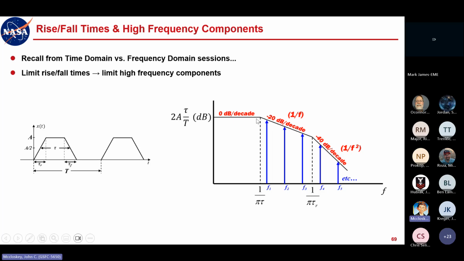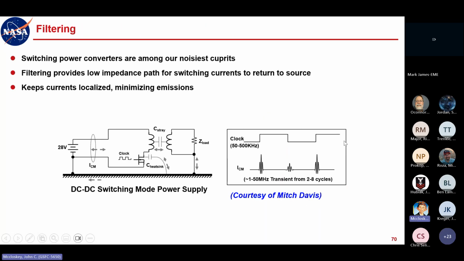For zero rise and fall times, you get one corner frequency, and then the harmonics roll off at 20 dB per decade, which is the same as 1 over F. But factoring in the rise and fall times with this simplified trapezoidal shape, you get a second corner frequency corresponding to the rise and fall times, where you get an additional roll off. So the net roll off is 1 over F squared, or 40 dB per decade. The basic message there is limit your rise and fall times, and then you'll limit this high frequency content. Well, one way you do that is with filtering.